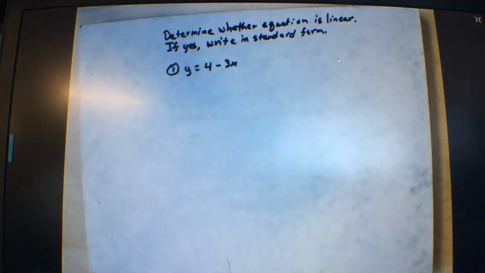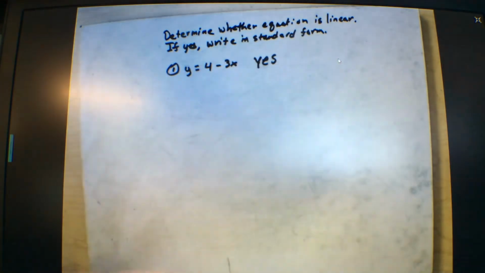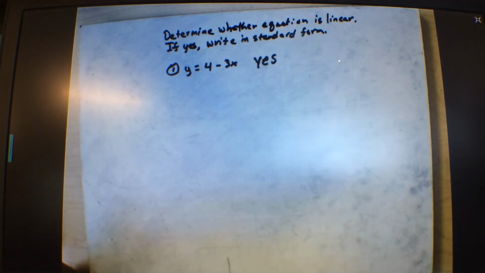Now, determining whether it's linear or not does not mean that it has to be in standard form. Okay? All right, y equals 4 minus 3x. Is this linear? Well, I'm going to give you the first one. This is yes. So is it in standard form? In other words, is it in the form where x and y are on one side and the numbers on the other? No, it's not.